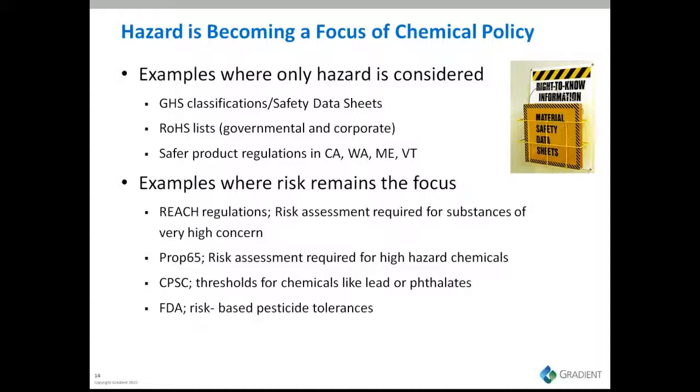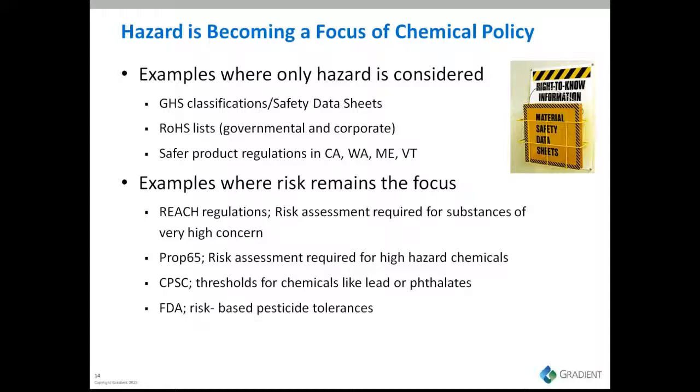Also, I think most interesting, Proposition 65 in California is actually a risk-based standard. We typically think of Prop 65 as being so draconian, sort of the most extreme thing out there, but actually Prop 65, at least compliance with Prop 65, is basically risk-based. So you need to determine whether the amount of exposure would exceed a given risk level.